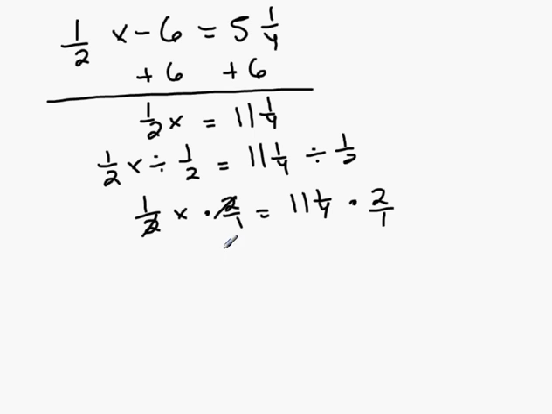These cancel each other out. We're just going to be left with x on the left-hand side. On the right-hand side, I know 11 times 2 is 22, and 1/4 times 2 is 1 half. So it's going to be 22 and 1 half.